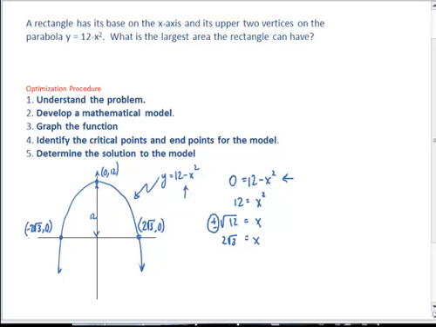Now let's consider developing the mathematical model. They want us to find the largest rectangle that can be fit inside of this parabola where its base is on the x-axis and its two vertices are on the parabola. What I want you to do is draw a picture of this configuration and compare it with your neighbors, and let's see what we get for different shapes of rectangles inside this parabola.